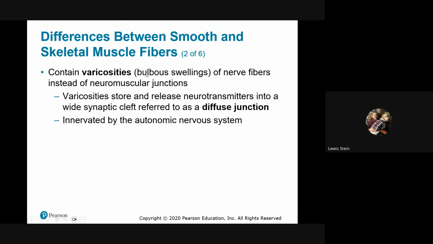And you're going to see the differences. You're going to see we don't even have nerve fibers. We don't have a motor end plate. We have something called varicosities. Varicosities aren't only found in blood vessels and veins. In this case, bulbous swellings, which is what a varicosity means, on nerve fibers instead of neuromuscular junctions. And they release neurotransmitters into what they call a diffuse junction. There's no motor end plate need apply. And you're going to see they're autonomically involved. I will leave it there. We will start there because after this chapter, we do the nervous system and then we do the autonomic nervous system. So we're starting to put this physiological package together.